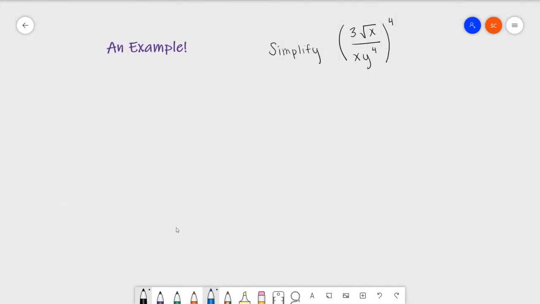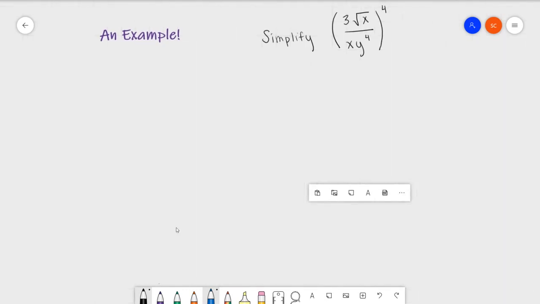So in this example, I have a giant fraction raised to the 4th power. So let's start using our rules to rewrite this. The first thing I'm going to look at is taking this power of 4 and bringing it into the numerator and the denominator based on that rule we just talked about. So here I go. I'm going to say 3 square roots of x to the 4th divided by x y to the 4th, all to the 4th. So I've applied one of my rules so far.